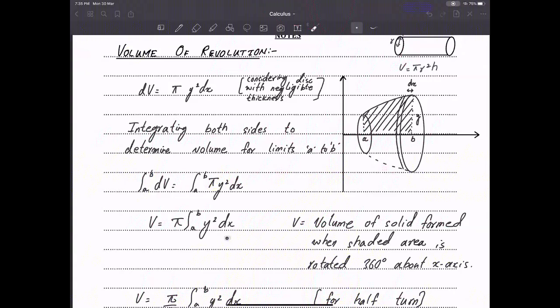Now this is a formula you have to remember, in which you just have to remember that you have to put a pi outside. This is y, the equation of the curve, and this is the limit for the volume, the lower limit for x and the upper limit for x.